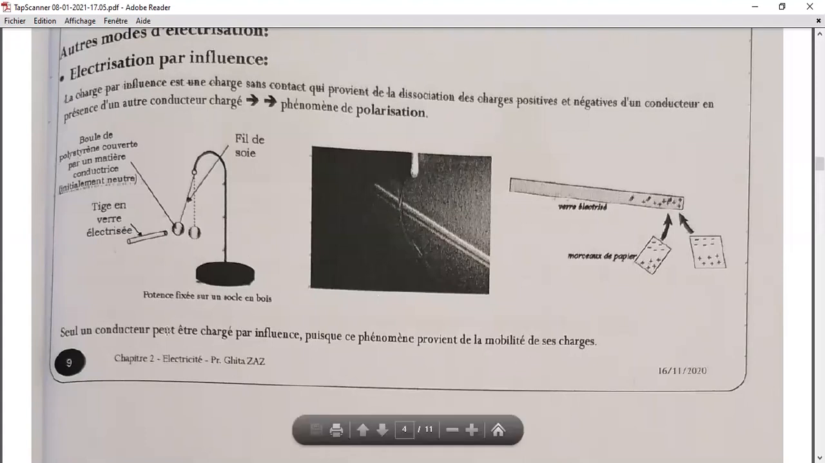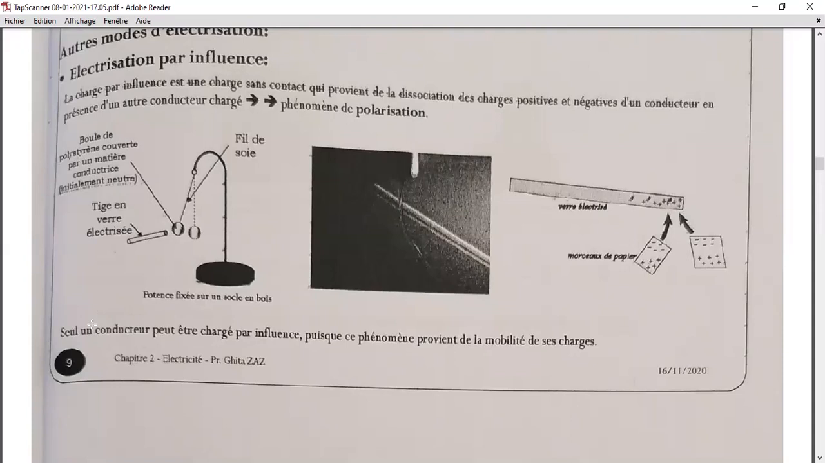Then I also said that this kind of charging can only be done with a conductor. A conductor is something which allows the electric charges to move, so that the negative charges are attracted to one place and the positive to another. So you see there will be some movement of charges.